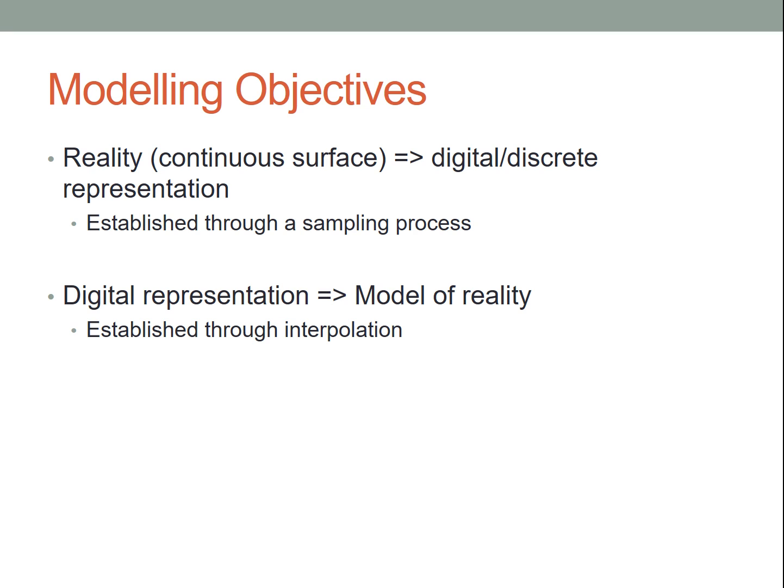So we have 2 major objectives that we're trying to achieve when we're doing this global model. The first one is that we're taking reality and representing it digitally. So we take a continuous surface and we create a discrete representation, and we do that through sampling, right? Because you can't pick up the infinitely small points all the way through the Earth's surface. So we have to sample it. Then our second objective is to take that discrete representation and model the reality. This is done through interpolation. So the data collection is here. The digital representation, and this is the map creation, is here.